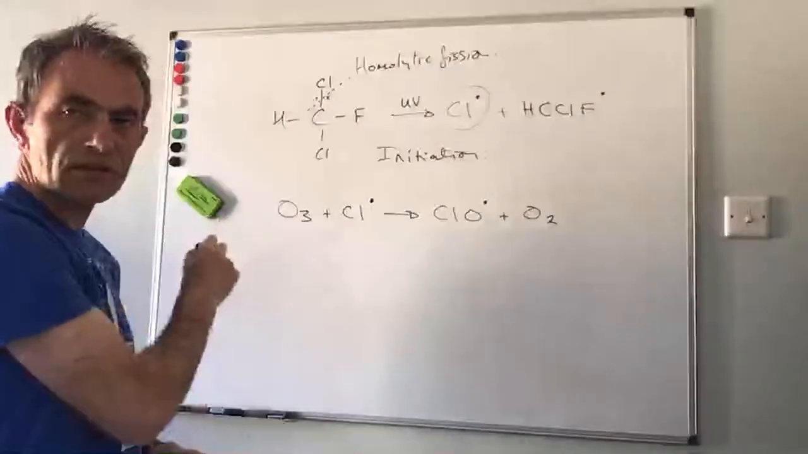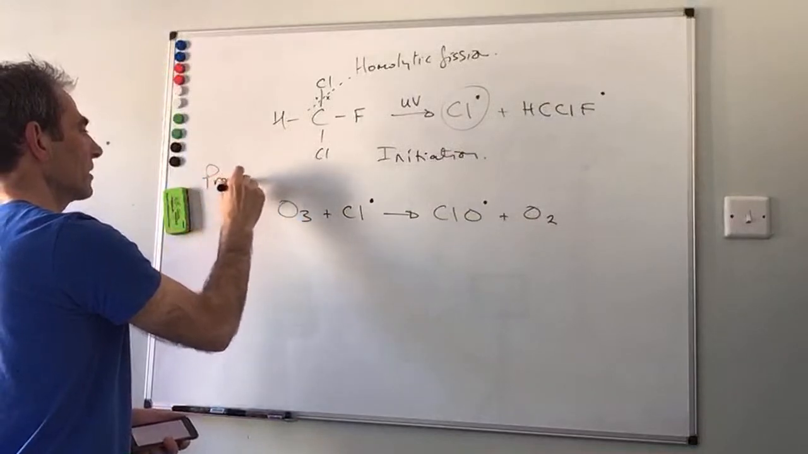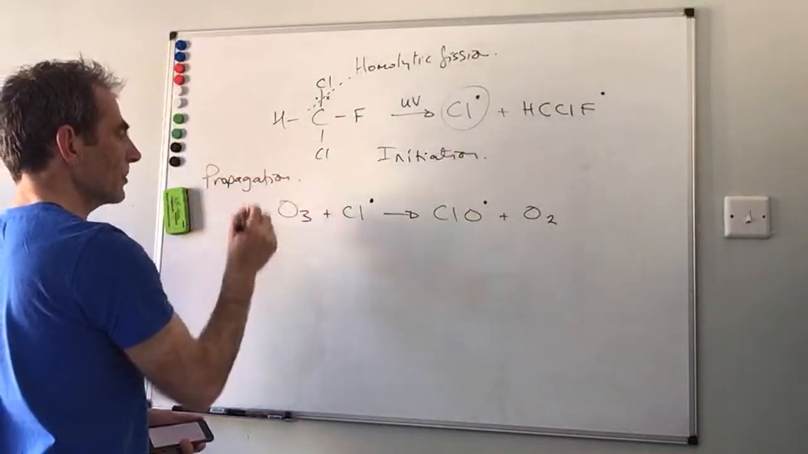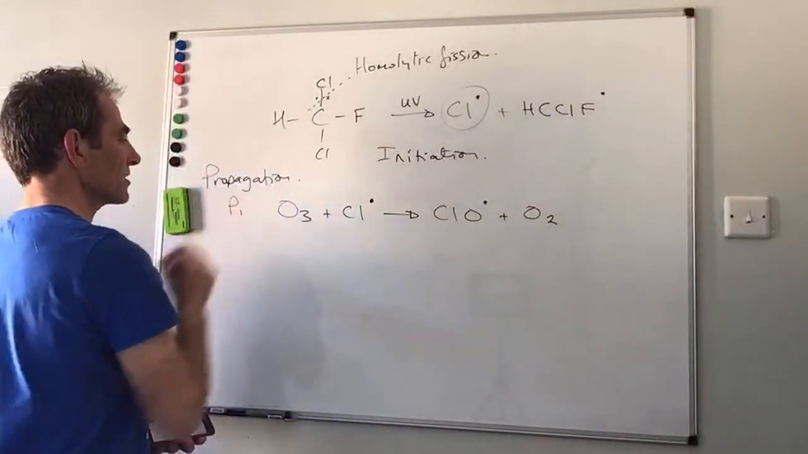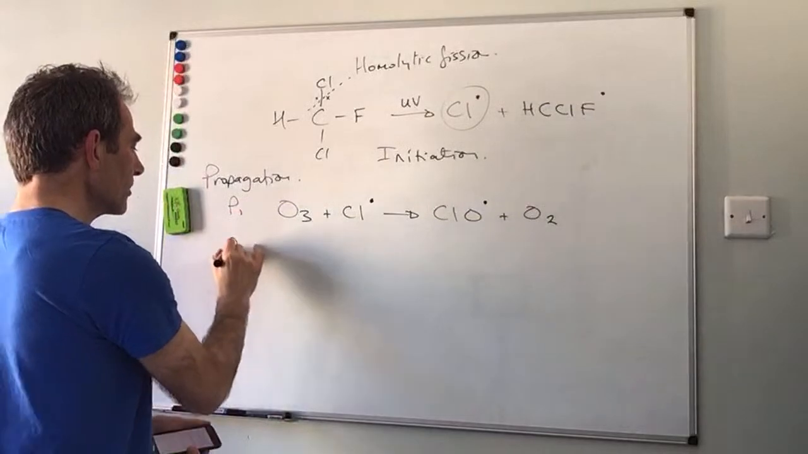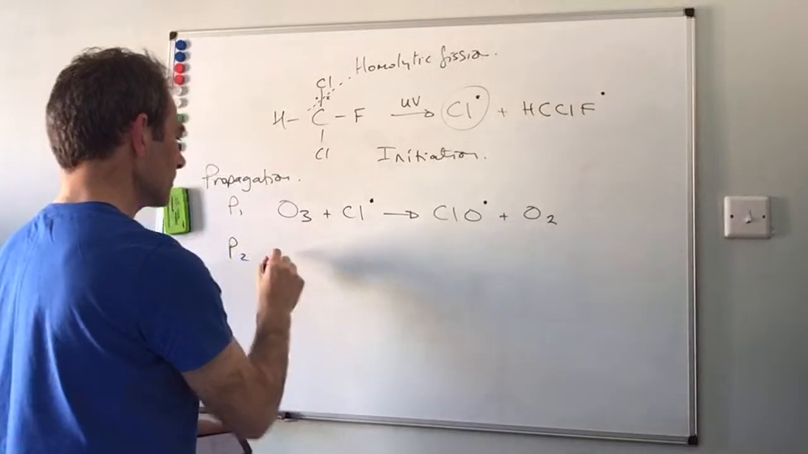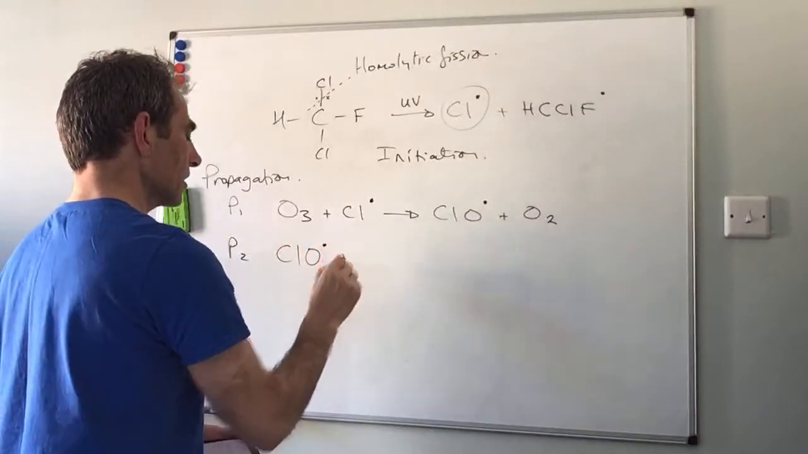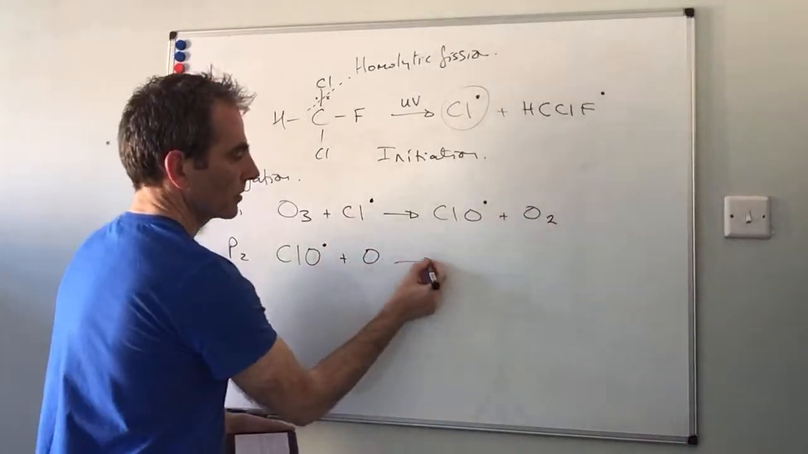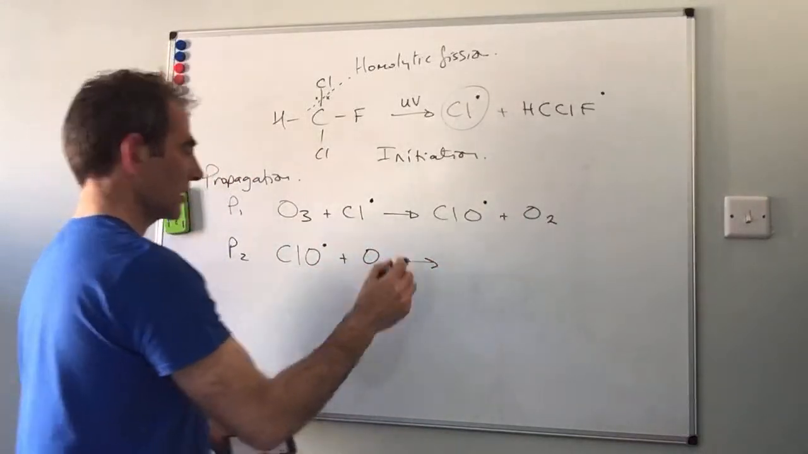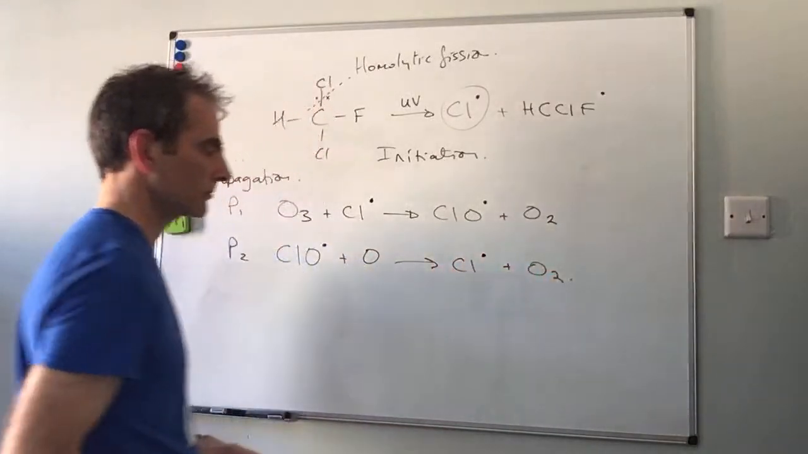So this is a propagation step. Propagation. So remember, these always occur in pairs, so we've got 2 of them. So let's just code this as P1. So therefore the other P2 step, this new radical that's formed, ClO dot, reacts with an oxygen atom, which is also in the atmosphere, and that's going to generate a chlorine radical and another O2 molecule.